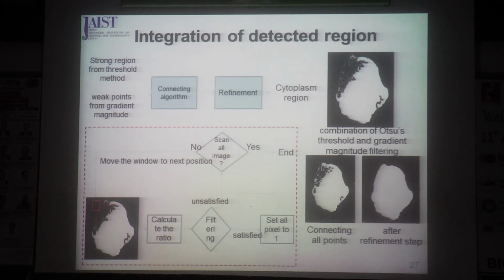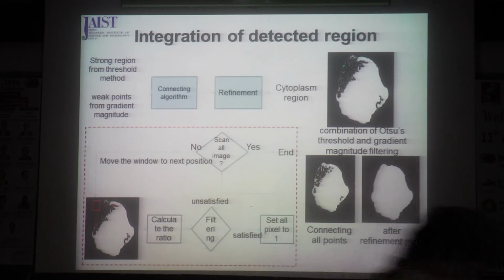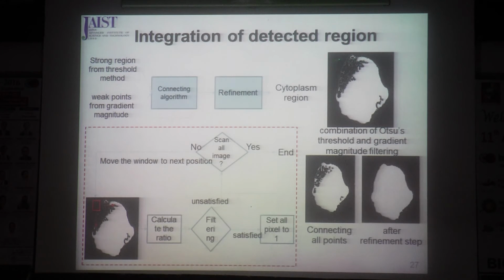And so as you can see here, even if we try to detect white blood cells, this part seems to be missing. But this is also a part of the white blood cell. So therefore, we will merge two results: the strong region detection from the structural method, and also the result of weak edges from the gradient magnitude, to finally detect this complete shape of the white blood cell.